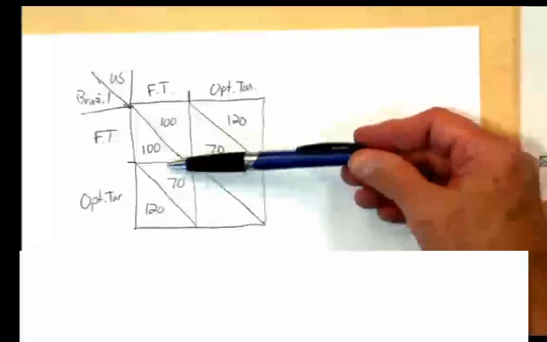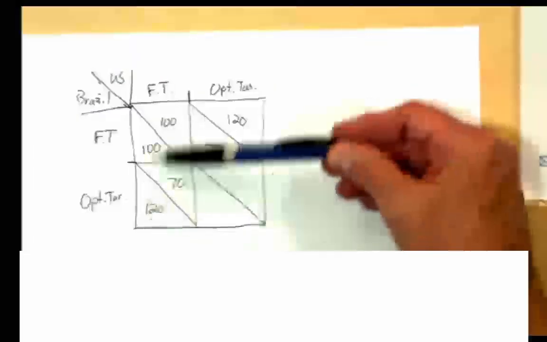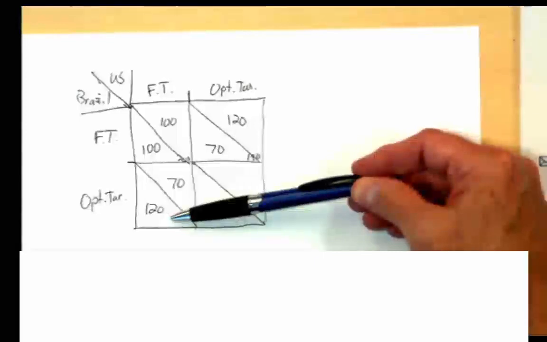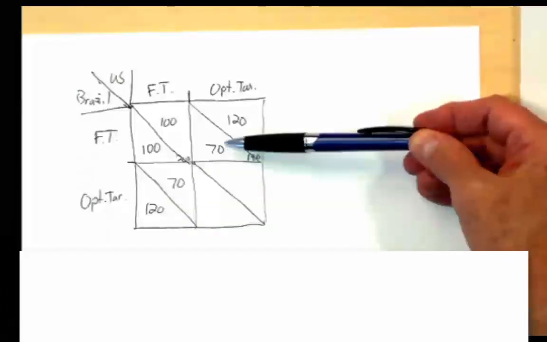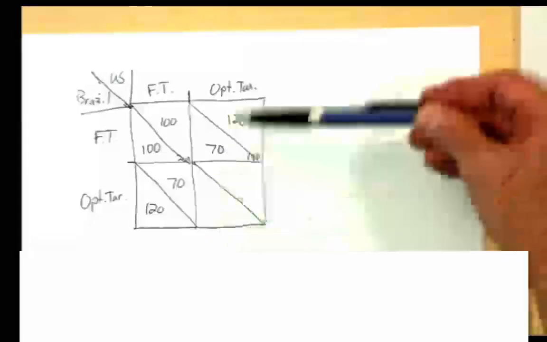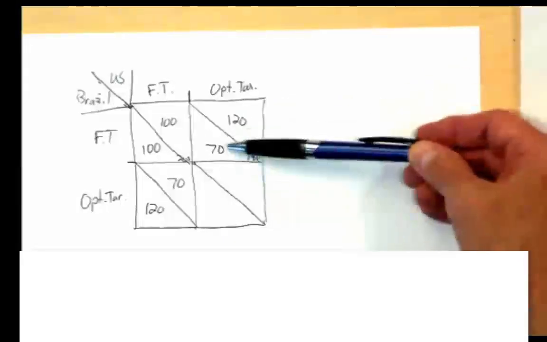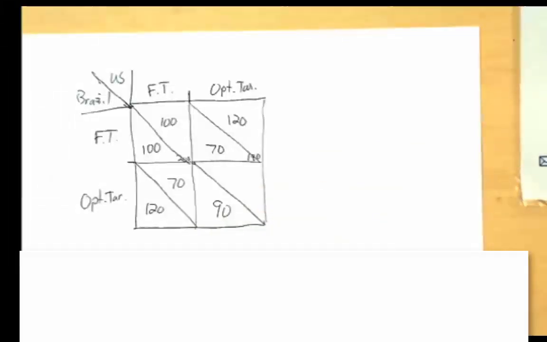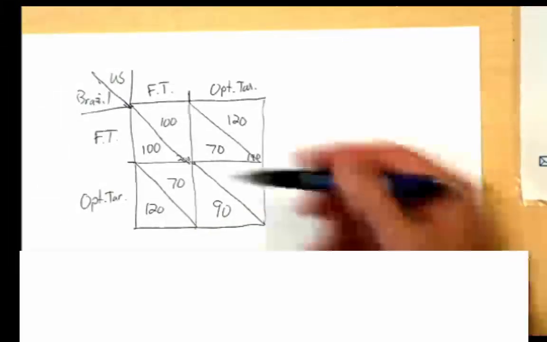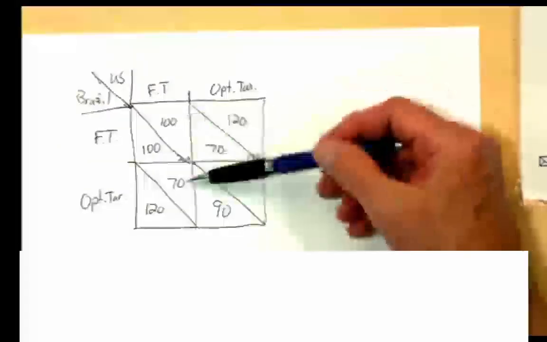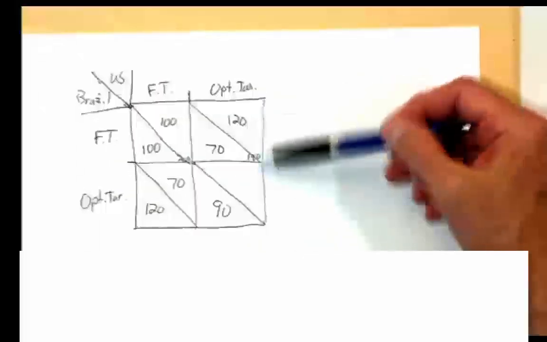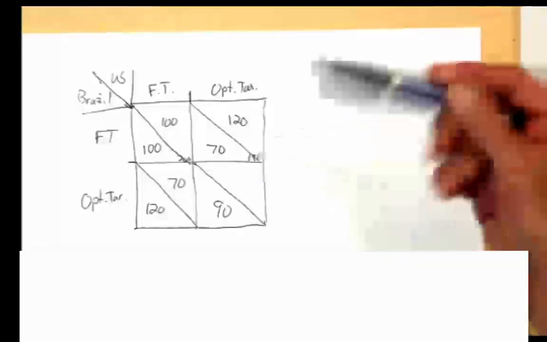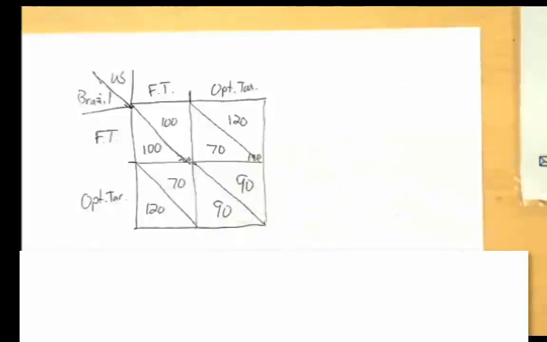And we're going to do it the following way. When Brazil adds tariffs over here, they get 20 units of extra welfare as a nation. So we're going to just add that on to their welfare over here if they add optimal tariffs on top of the U.S.'s optimal tariffs. So 70 plus 20 gives Brazil 90 units of welfare over here. And the U.S.'s welfare is falling by 30 in this direction. It's going to fall by 30 here, so 120 minus 30 gives the U.S. 90 units of welfare. So that's what we'd expect to be the welfare levels if the two countries pursued optimal tariffs against each other.